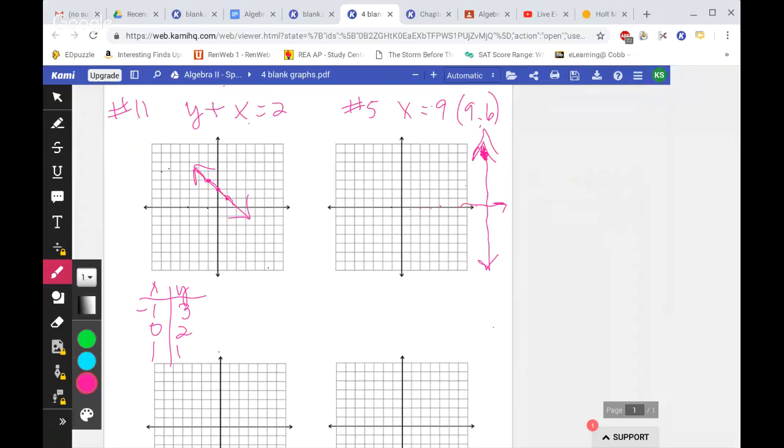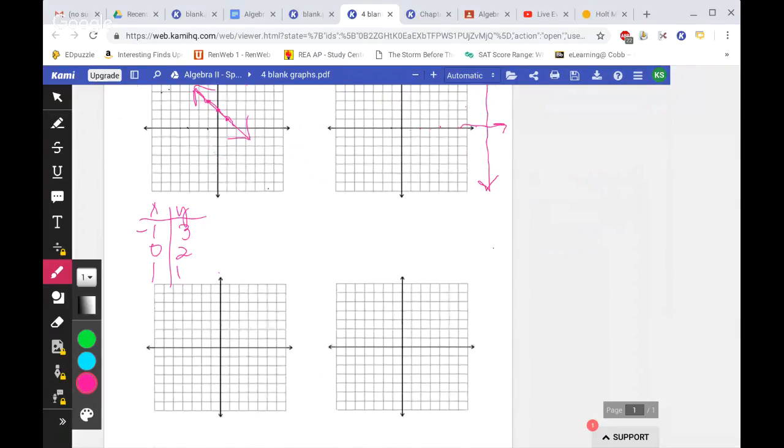Could you do number 17? I would be happy to do number 17. Thank you. I'm going to do number 17. And it is x minus 2y equals 3.